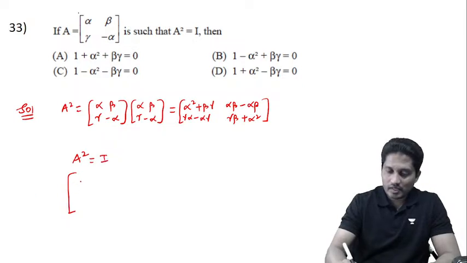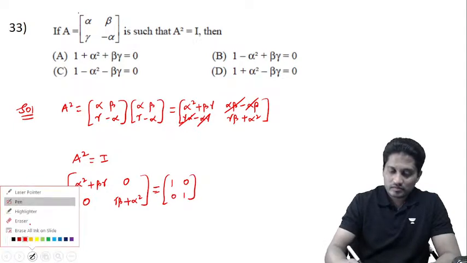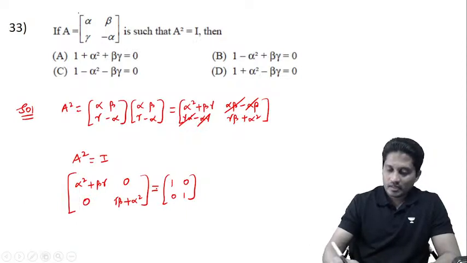So this will be alpha square plus beta gamma, right? This will be 0. This is also 0. This will cancel this as well. Then this is gamma beta plus alpha square, equal to the matrix 1 0 0 1. Right, now if I equate, you will get alpha square plus beta gamma is equal to 1.